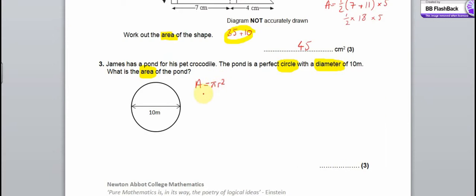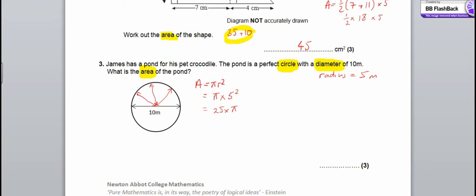Okay, so that's what we're going to do. So pi times r. Now, if the diameter is 10, then the radius, r, has got to be 5. Because the radius is from the middle to the edge, that's 5. And it doesn't matter which direction you go in, it's always going to be 5, because that's what makes it a circle. So it's pi times 5 squared. Now, that's 25 times pi.